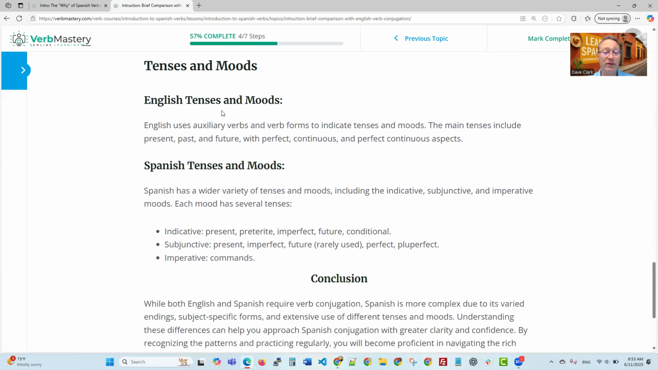Tenses and moods. English tenses and moods. English uses auxiliary verbs and verb forms to indicate tenses and moods. The main tenses include present, past, and future, with perfect and continuous aspects.